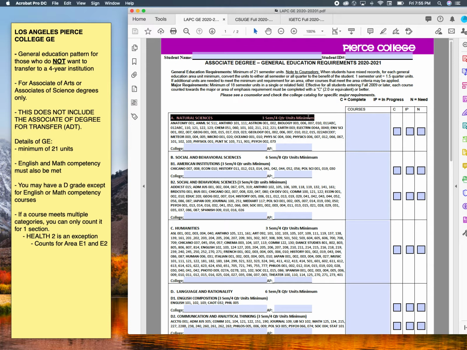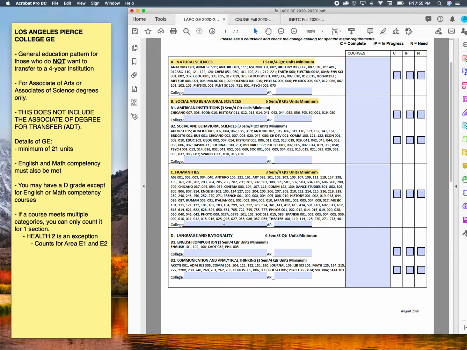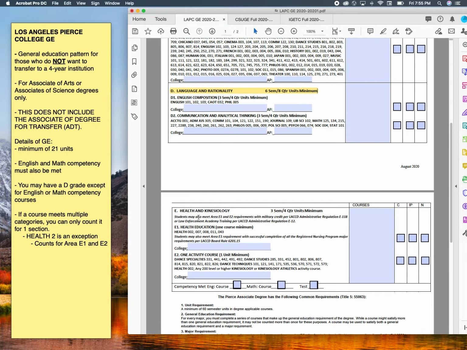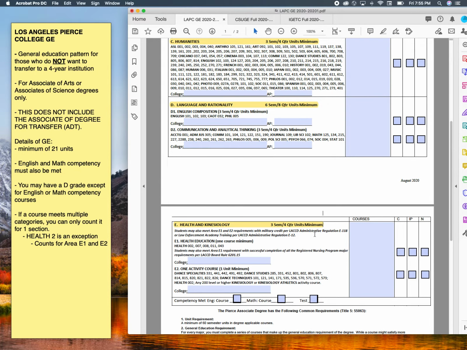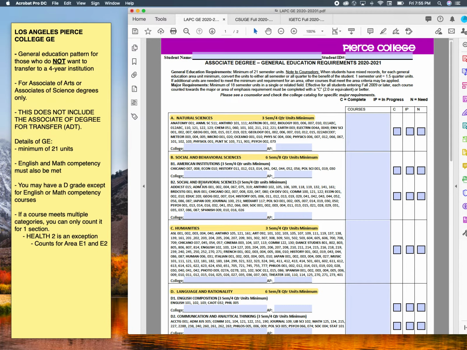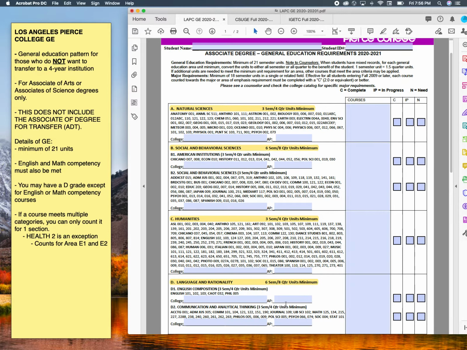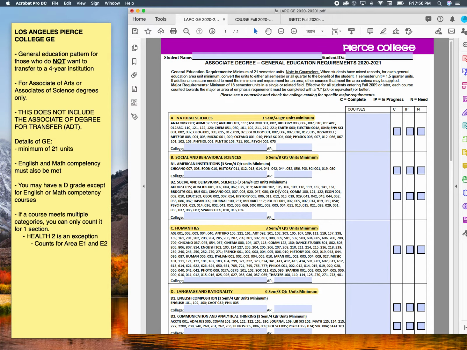The first one is the natural sciences, okay? The second one is the social and behavioral sciences. The third one is the humanities. Let me highlight that. And then the fourth one is language and rationality. And then the fifth one is health and kinesiology, okay? So you will have to meet all 5 of these categories based on the classes that you take.